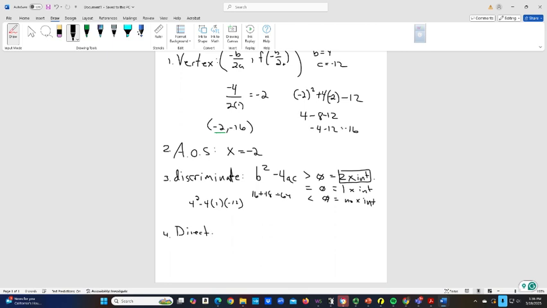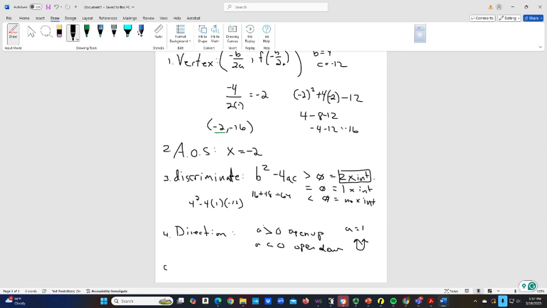Okay, and so for this one, again, it's just look at your a term. Okay, and if the absolute value of a, actually it's not even the absolute value. It's just if a is greater than 0, then it's going to open up. Okay, if a is less than 0, then it's going to open down. All right, so our a is +1. Therefore, we know we're going to have a parabola looking more like a U.